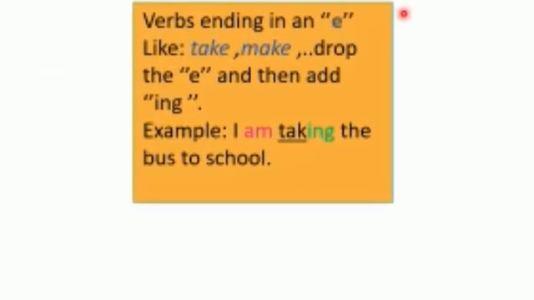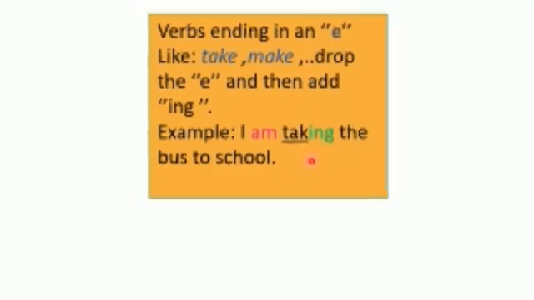Some verbs end in e. Okay, so here, for example, take and make. With these verbs, we have to drop the e and then add ing. For example, I am taking the bus to school. Here, I is the subject, am is the verb to be, plus take, which is the main verb. Drop the e, just add ing at the end of it to make it in the progressive or continuous form.